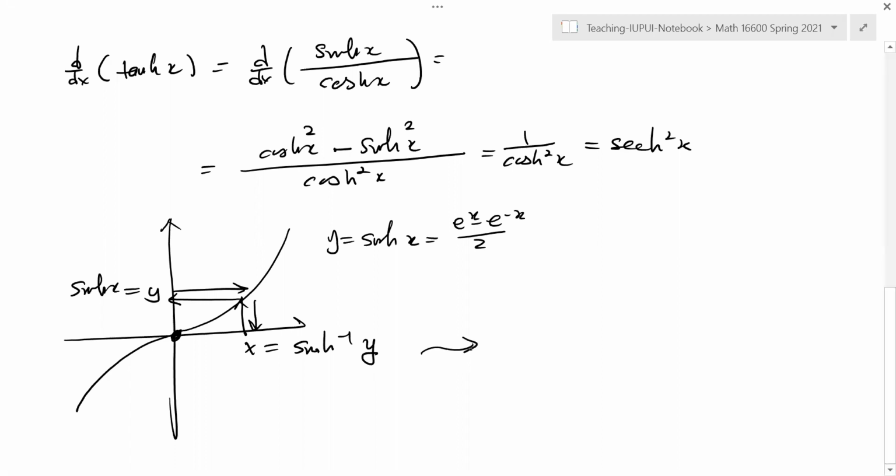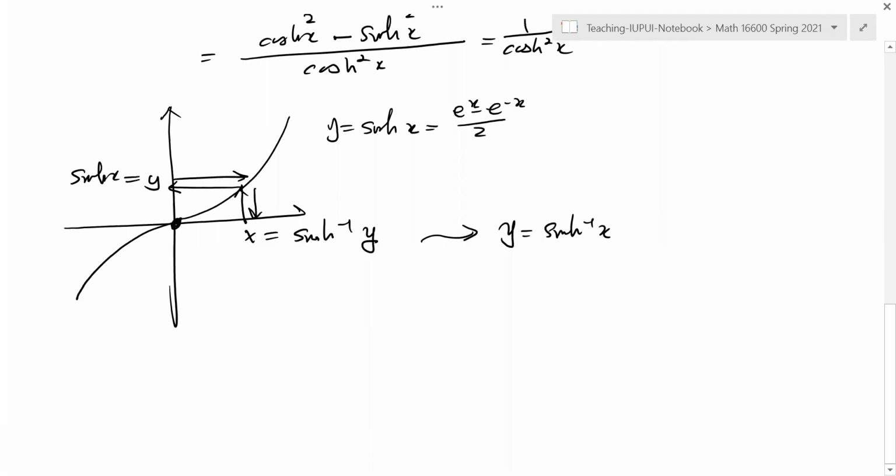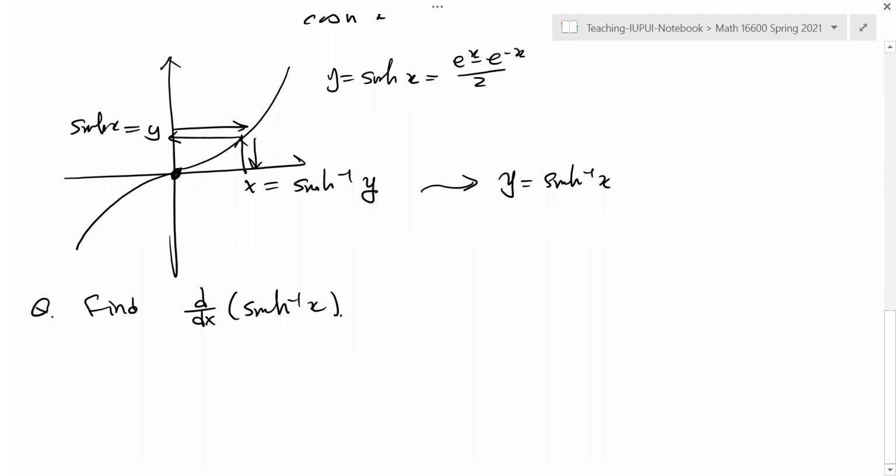Then, if we exchange the two variables, you get a formula for the inverse of the hyperbolic sine function. Okay. And you can draw the graph for that, right? So now our next step is to find the derivative. So it's a good exercise. Okay, find the derivative of hyperbolic sine x. I'm going to show you 2 different ways to do it.